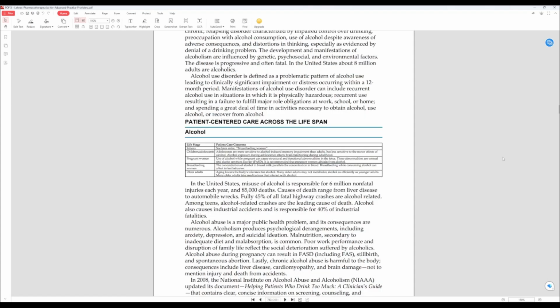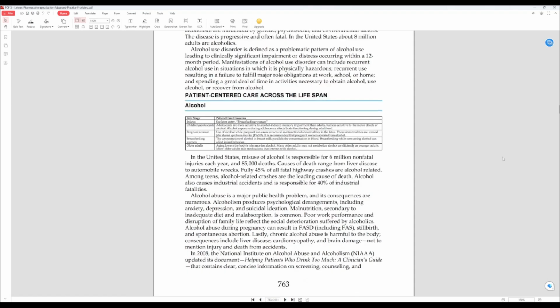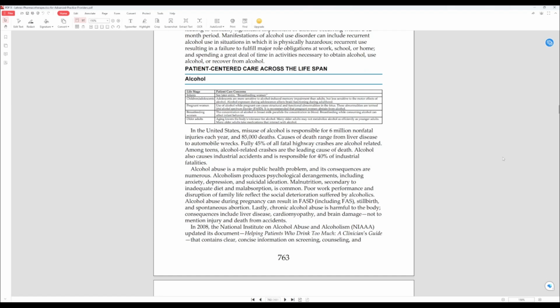So here is an excellent spot to hit pause so you can see the patient-centered care across the lifespan regarding alcohol.